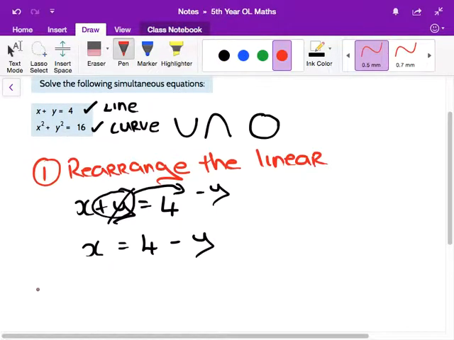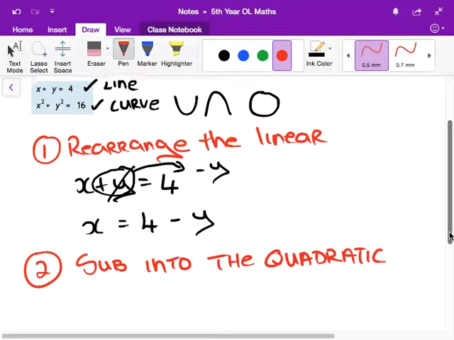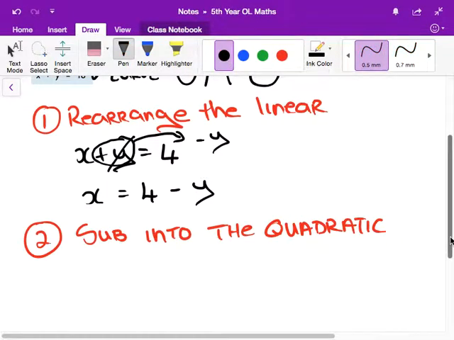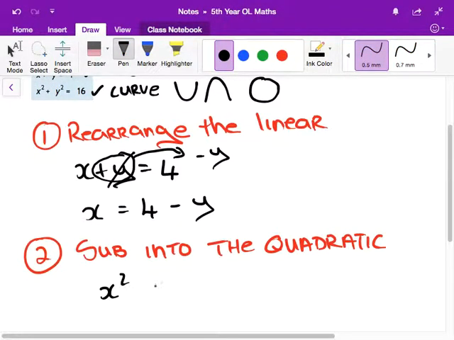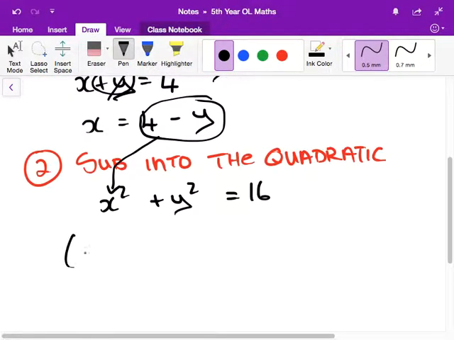Then step 2, you take what you're after rearranging and you sub into the quadratic equation. So the quadratic equation is x squared plus y squared equals 16. This thing here says x equals 4 minus y, which means I can take 4 minus y and put it in place of x. So that's (4 minus y) squared plus y squared equals 16.